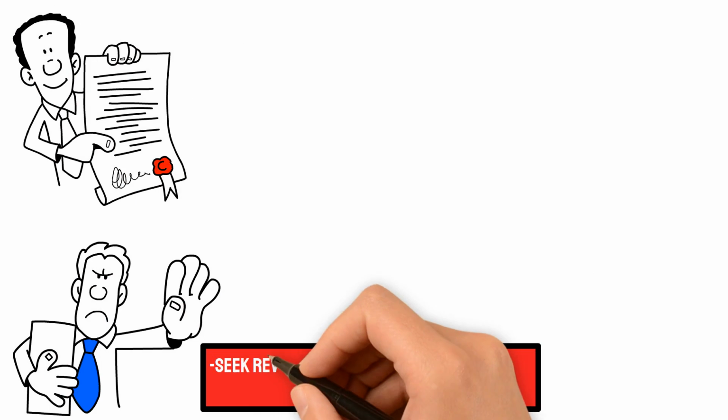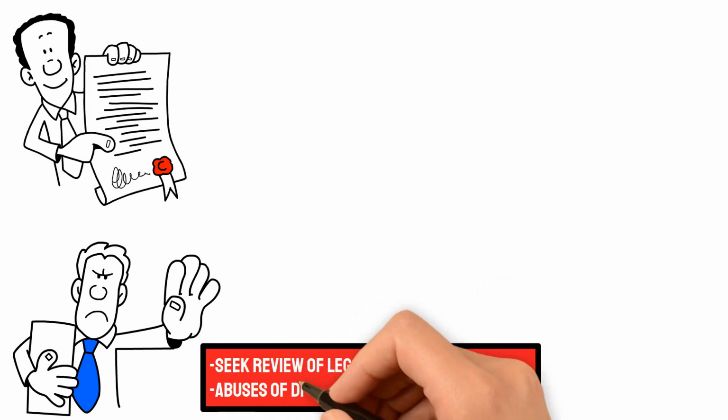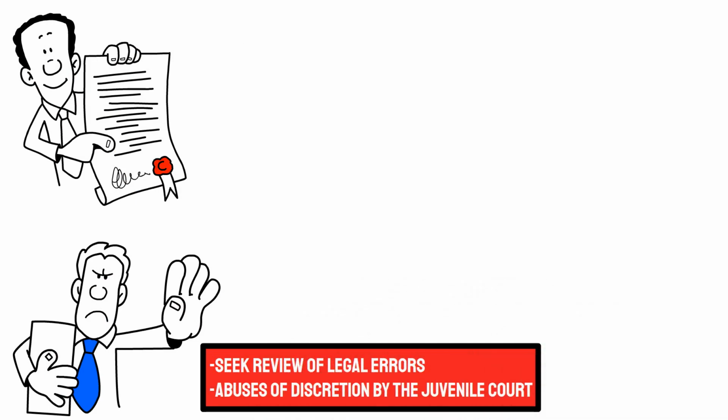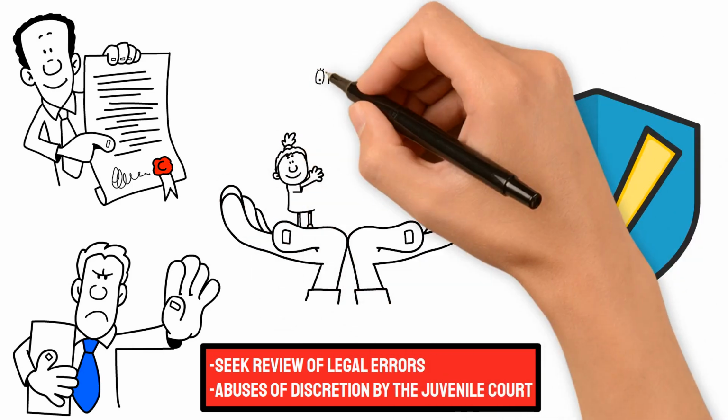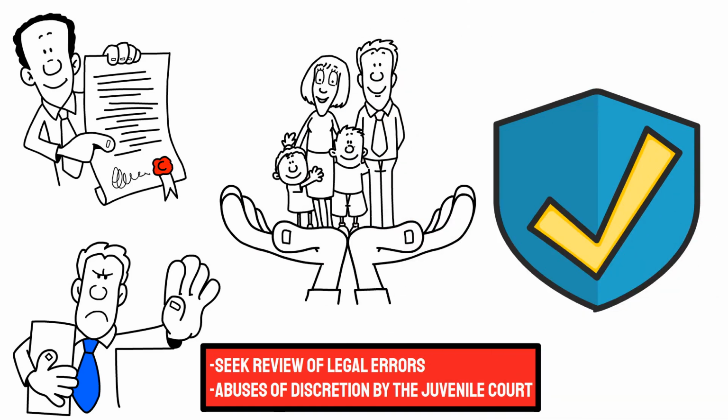Overall, the appellate process in juvenile dependency cases provides parties with an opportunity to challenge adverse decisions and seek review of legal errors or abuses of discretion by the juvenile court. It serves as a safeguard to ensure that the rights of children and families involved in the dependency system are protected through meaningful appellate review.